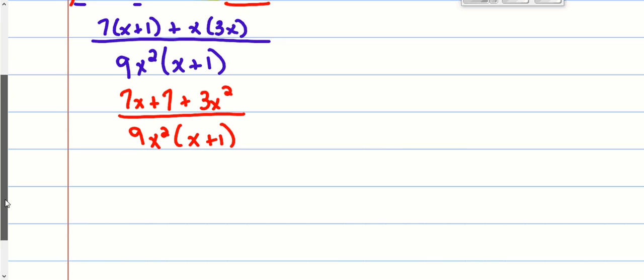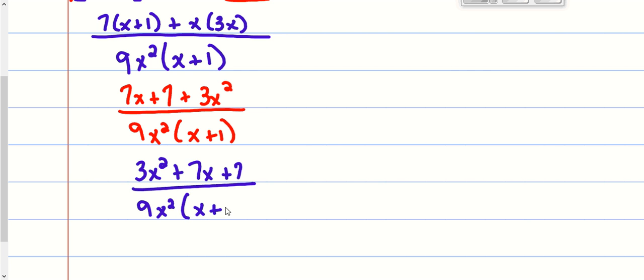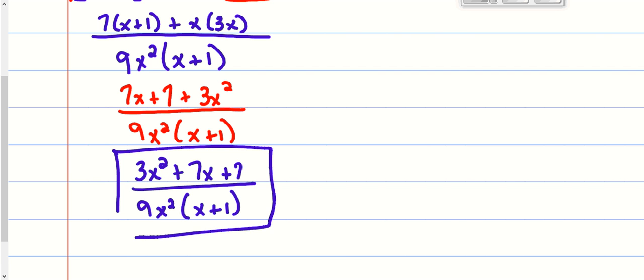Now the last thing that we're going to do is to rearrange the top so that it's in order. So we have 3x squared plus 7x plus 7 over 9x squared times x plus 1. Now, you may want to take my word for it, or you can try it on your own if you'd like, but the top of that is not going to simplify. So we're going to leave it just like that.